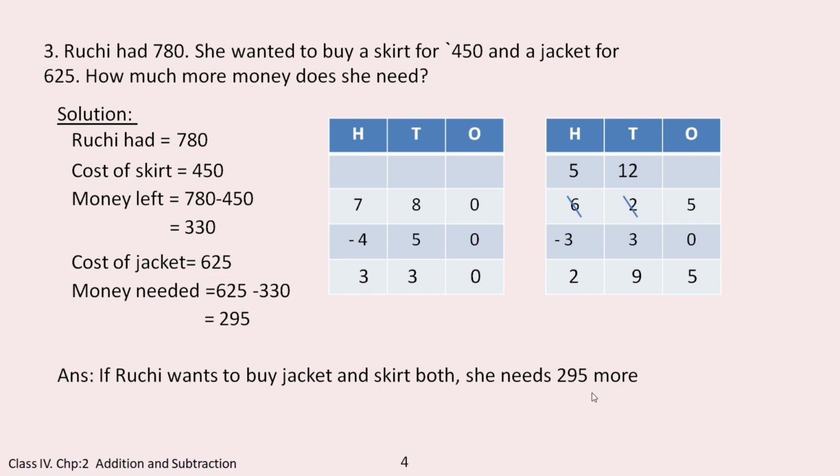Okay students, this sum can be solved by another method. See, the other method that comes to my mind is, the expense that is going to be incurred, how much will it be, the cost of the skirt and the cost of the jacket. So you sum the total expense, which gives me 1075, and the money you have was 780. So the total expense minus the money you have will give me 295. So this is the other way to solve this sum.